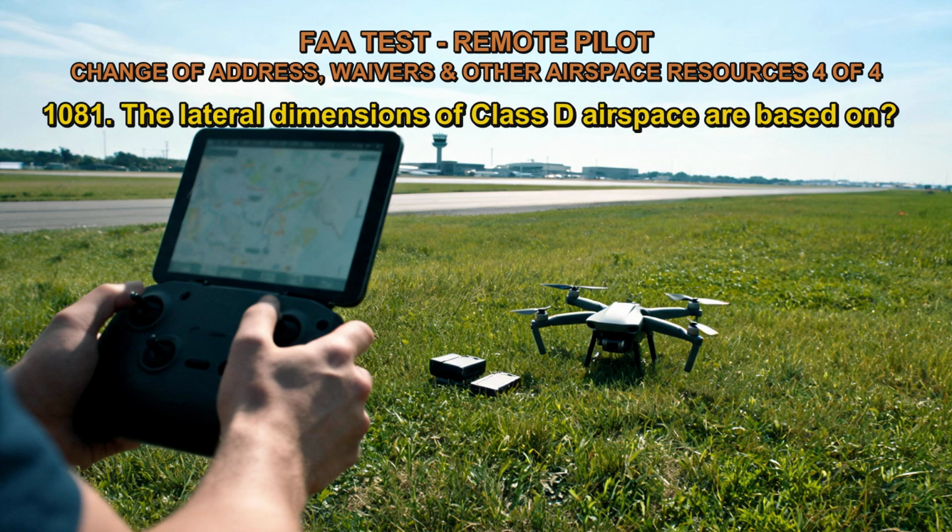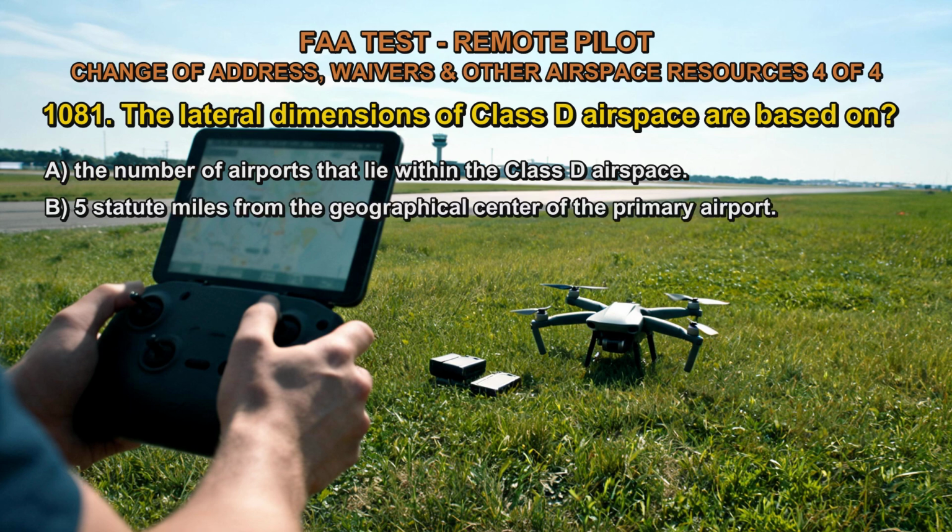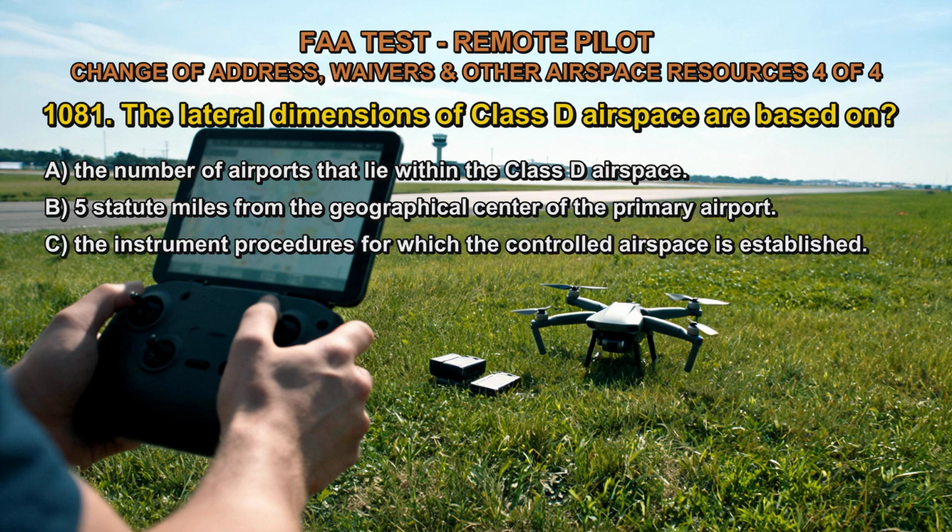Q1081. The lateral dimensions of Class D airspace are based on A. The number of airports that lie within the Class D airspace. B. 5 statute miles from the geographical center of the primary airport. C. The instrument procedures for which the controlled airspace is established.